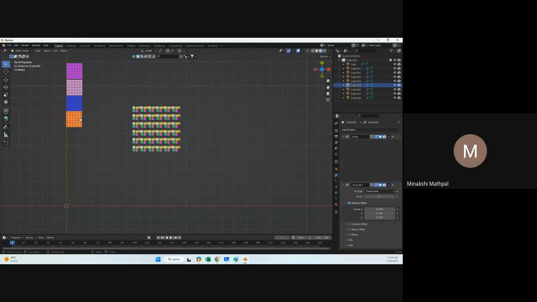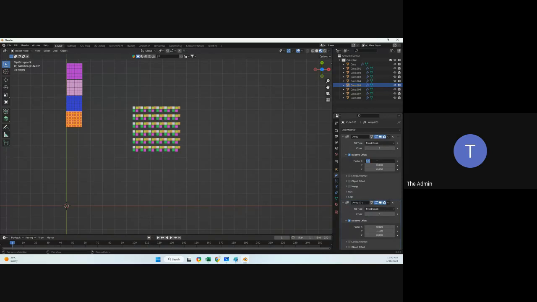So 1 cross 1 is the same, right? 1 cross 1 cross 3 and 3 cross 3 cross 9. So we need 1 cross 1 cross 3 cross 9, right?